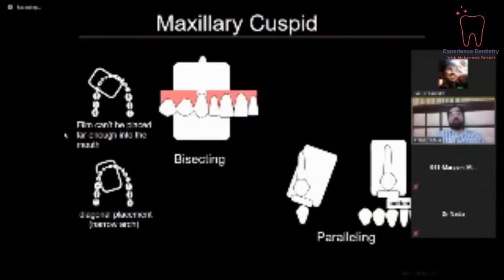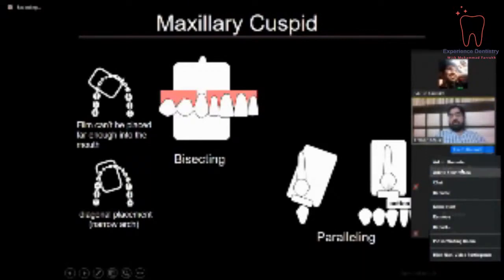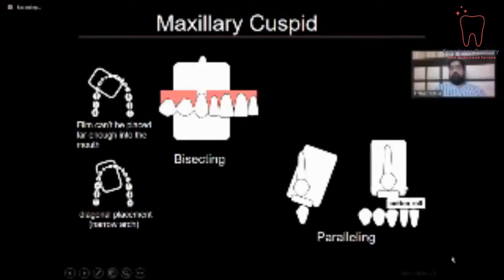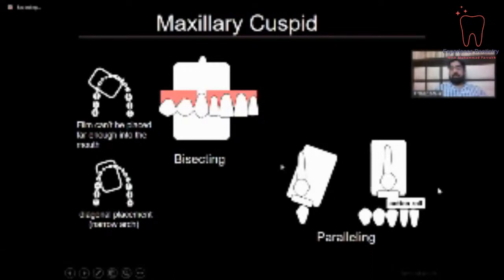Now, the maxillary cuspid is another challenging thing. First, place the film in such a way that it is comfortable in the mouth. Diagonal placement has a narrow cut and gives you more surface area as compared to placing it in a horizontal way. When you place it like this, you are going to cut it. But on one side, place a cotton roll and then place the film here, and you are going to have the full image. If you are not balancing it with a cotton roll, you are going to lose part of it.